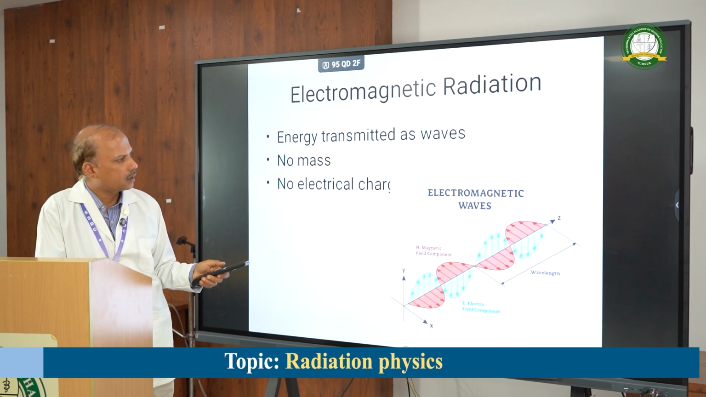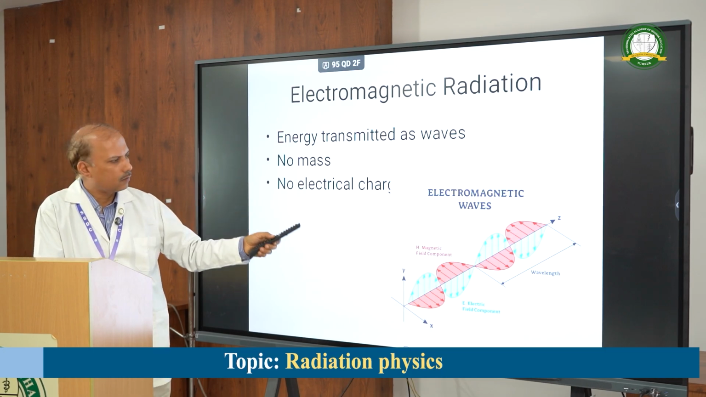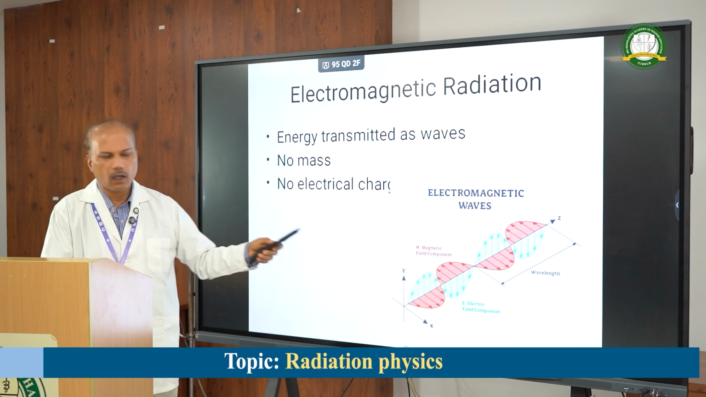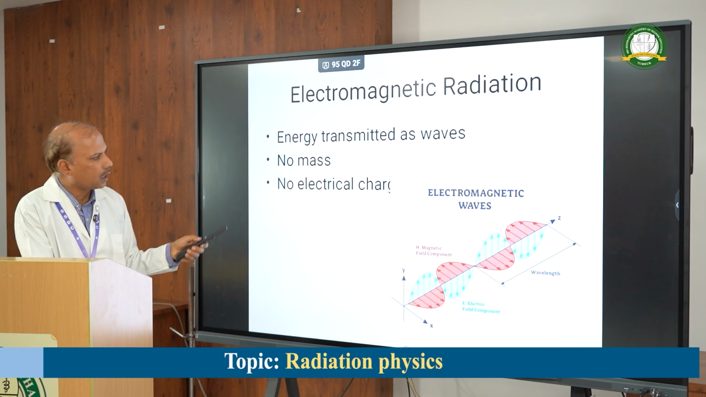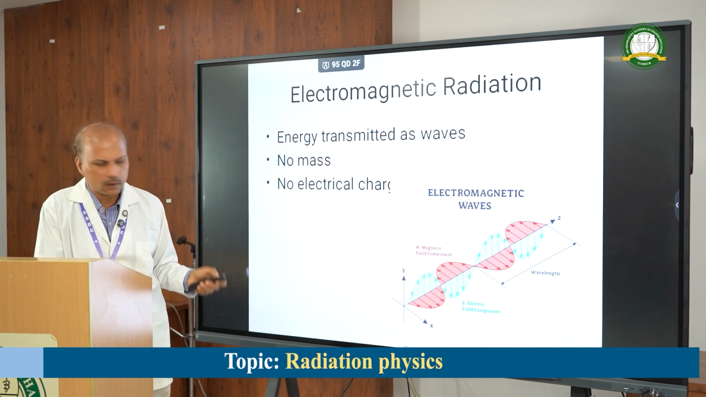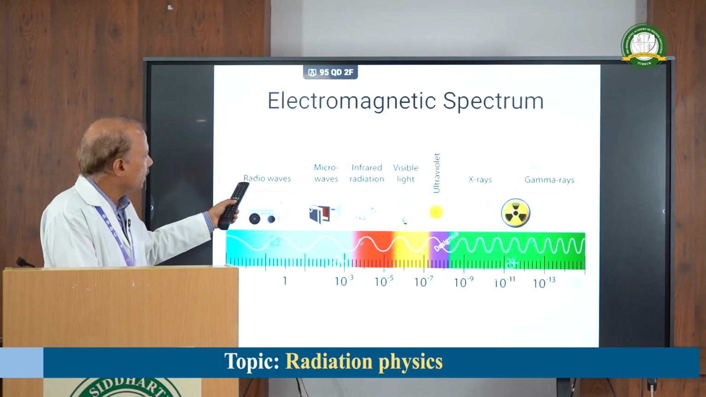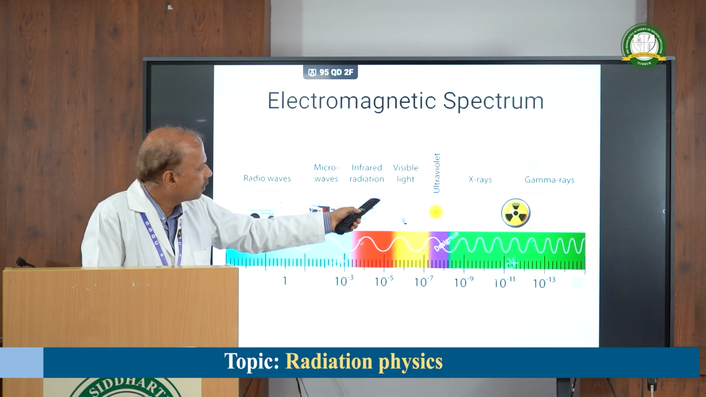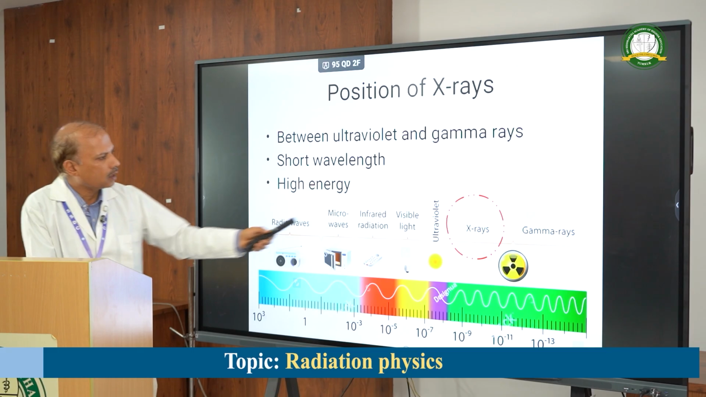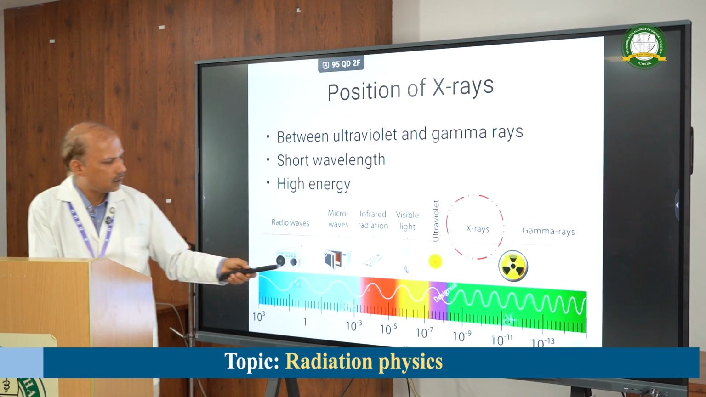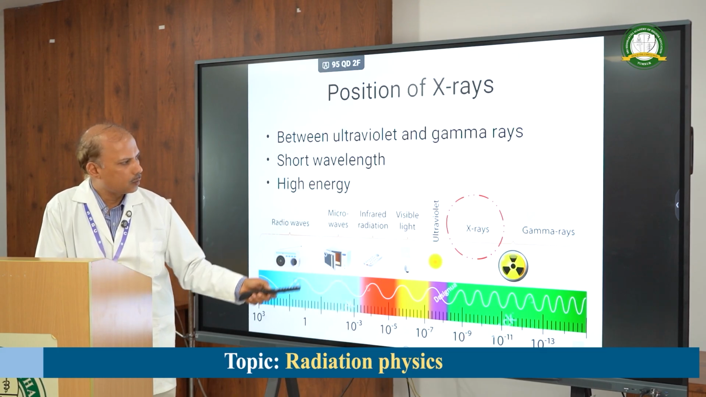Particularly, you have the range of electromagnetic radiations, where the energy is transmitted as waves in the form of electric and magnetic fields at 90 degrees to each other. This is called electromagnetic radiation. It has no mass and no electrical charge. So, in the electromagnetic spectrum you can see the radio waves, microwaves, infrared waves, visible rays, ultraviolet, X-ray and the gamma rays. The X-rays fall between the ultraviolet rays and the gamma rays, and have a wavelength of about 10 to the power of 9 to 10 to the power of 11 nanometers.